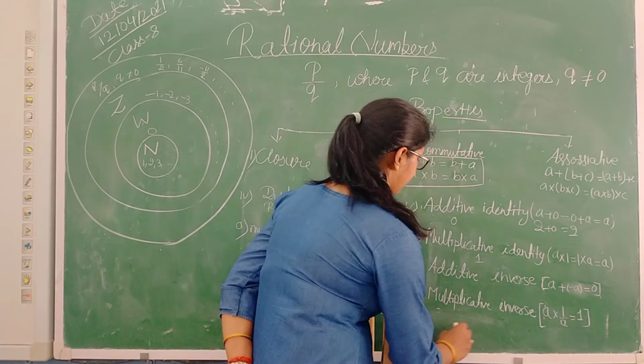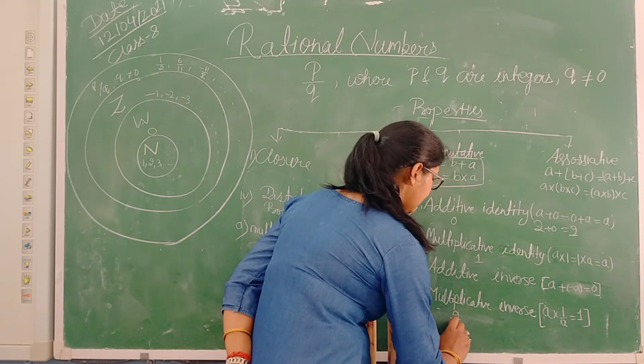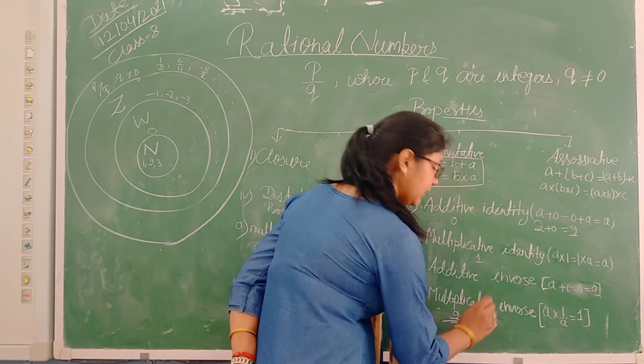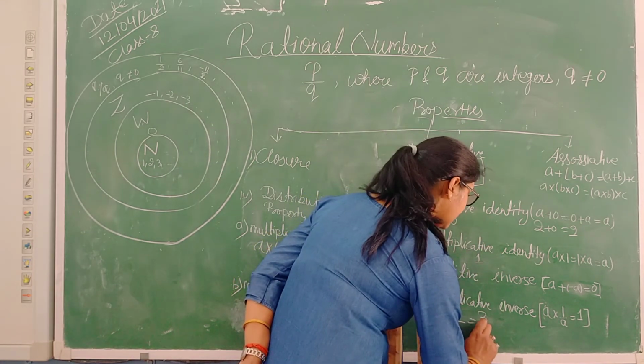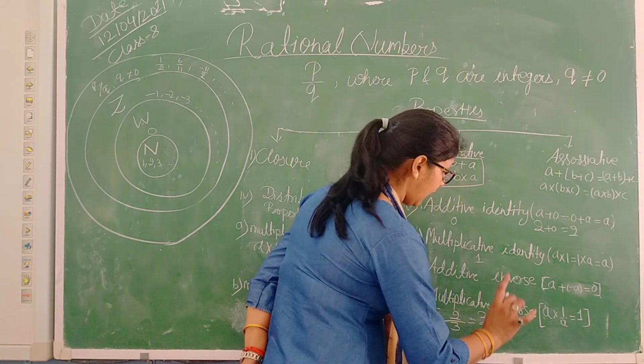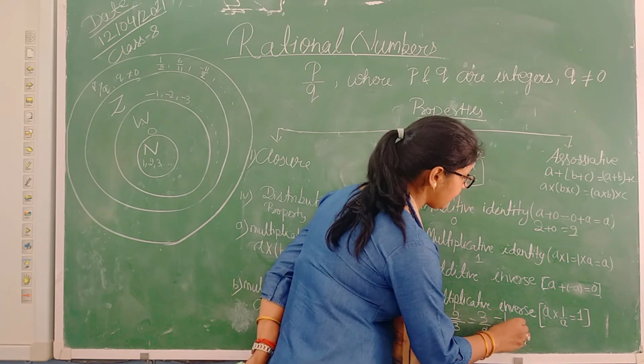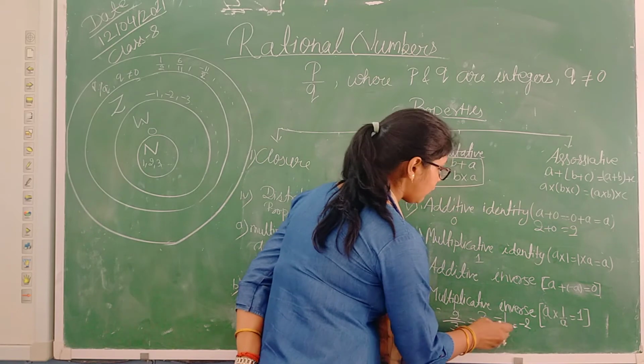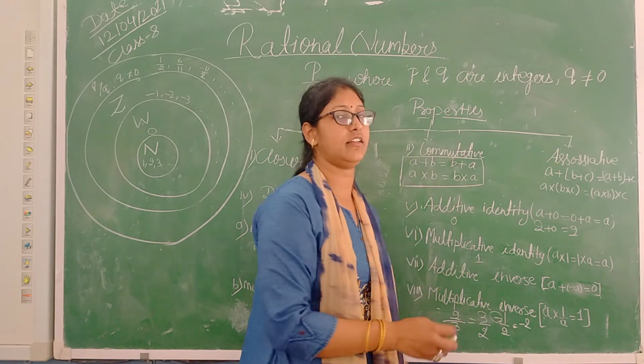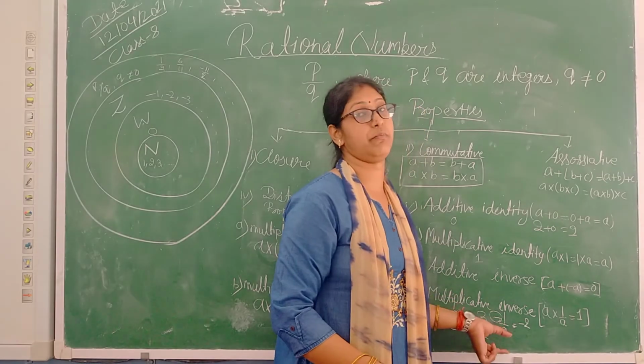One more thing here. Suppose we have the number 2 by 3. Then its multiplicative inverse is 3 by 2. And suppose we have the number minus 1 by 2. Then its multiplicative inverse is minus 2. We don't change the negative sign. It is written as it is. We change only the positive part.